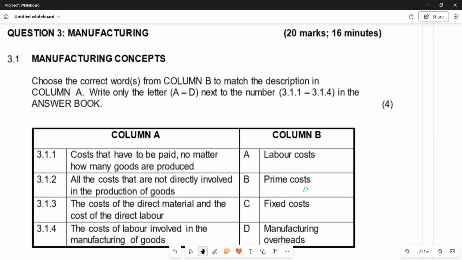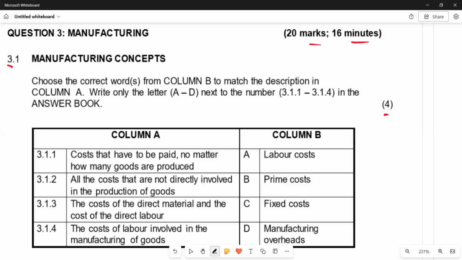In this video we want to look at a question on manufacturing. The question is 3.1 on that question paper, and it has 20 marks and requires you to spend on average 16 minutes. It reads: choose the correct word or words from column B to match the description in column A. Write only the letter A to D next to the number 3.1.1 up to 3.1.4 in the answer box. This section has 4 marks.